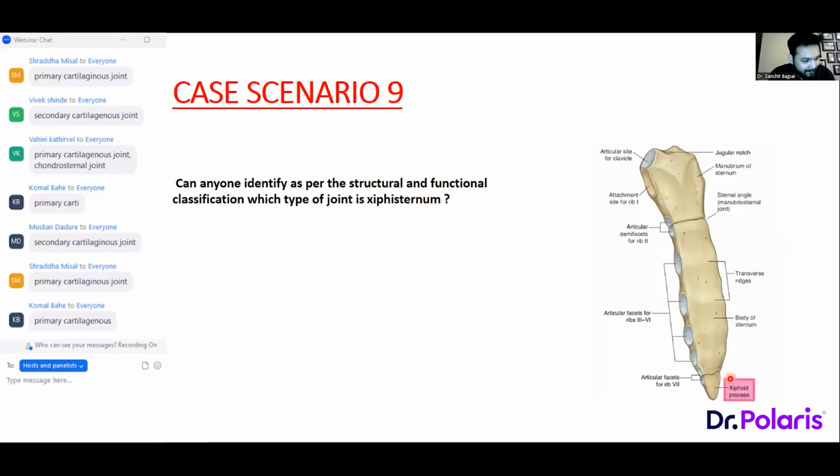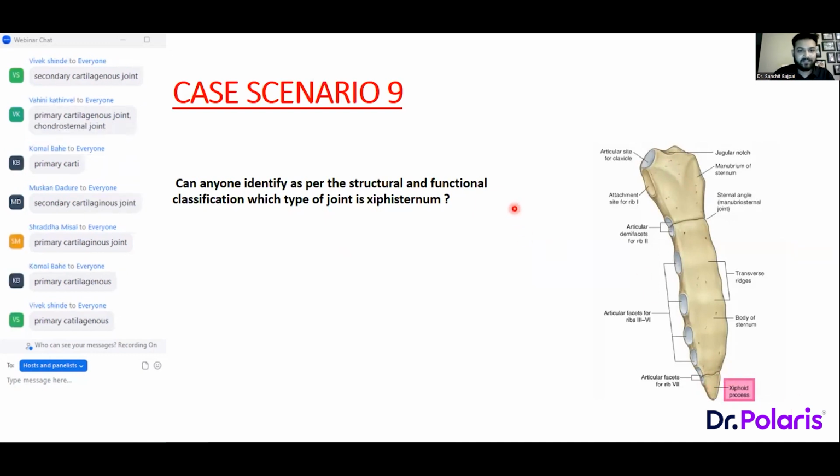Shraddha has answered primary cartilaginous joint. Komal also joins her. Okay. Anyone else who has answered primary cartilaginous? Shraddha has answered first. Okay, fine. So Komal, Vivek, Shraddha, can we have you on the mic too?